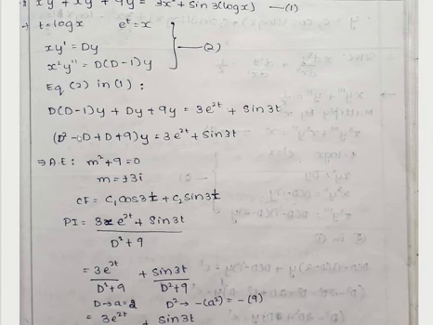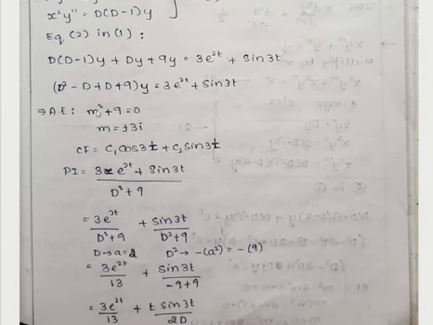What is the auxiliary equation? Here D gets cancelled. Minus D plus D gets cancelled. Only we have (D square plus 9) into y, equal to 3 into e power 2t plus sine 3t. Therefore, what is the auxiliary equation? M square plus 9 is equal to 0. Here m square is equal to minus 9. Take the square root on both sides. The square root of m square is m, which is equal to the square root of minus 9, that is plus or minus 3i. This is the imaginary root.